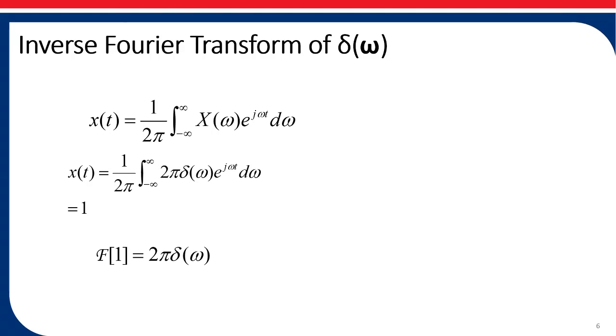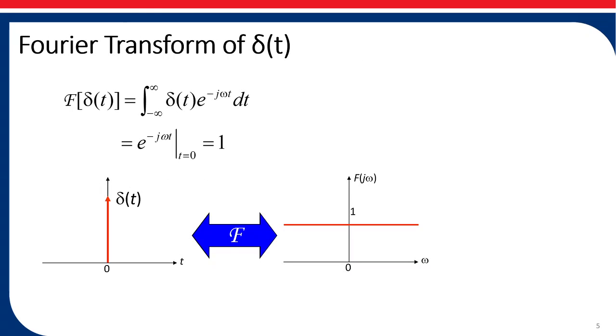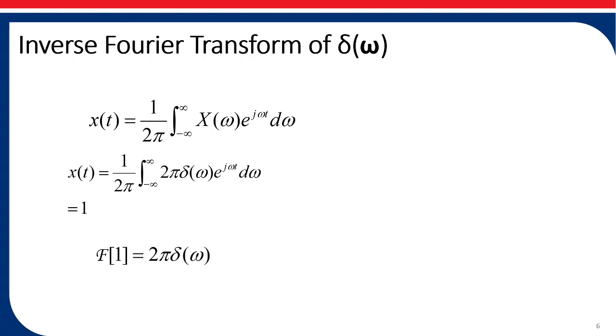Inverse Fourier transform of delta omega also we can find out. The Fourier transform of delta t comes out to be equal to 1. So we expect here that the inverse Fourier transform of delta of omega will come out to be a constant value. But instead of taking delta omega, we'll take the inverse Fourier transform of 2 pi into delta omega, so that we'll get a very simple function as x of t, which is the inverse Fourier transform of 2 pi delta omega. 2 pi delta omega we will substitute in the equation of synthesis, which is the inverse Fourier transform.